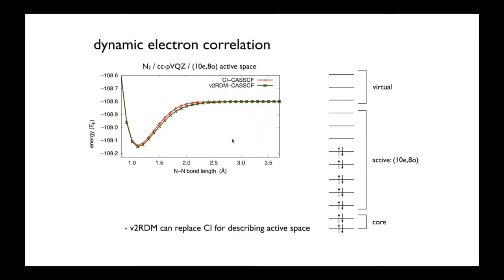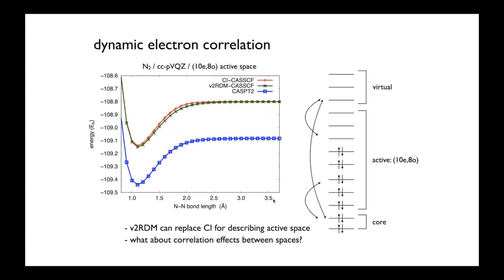So v2RDM can replace CI for describing the active space, but what about dynamic correlation? That's correlation between these active spaces. How can we capture that? Something like CASPT2 gives a very different looking potential energy curve.